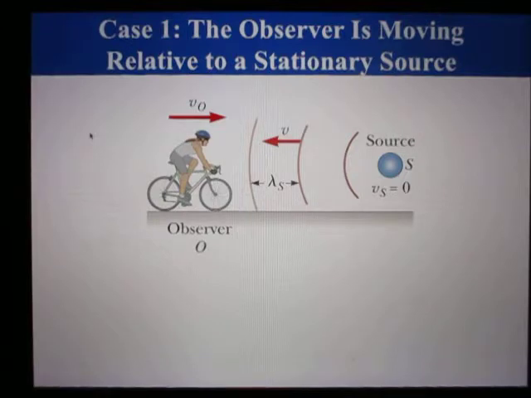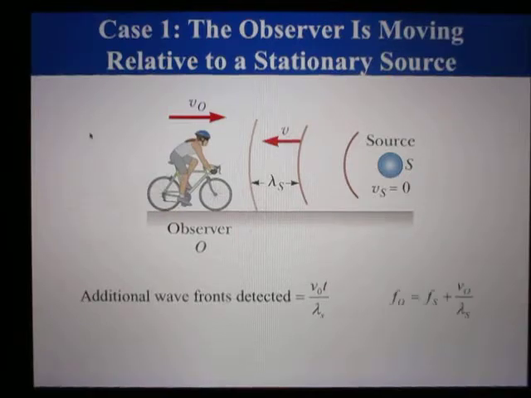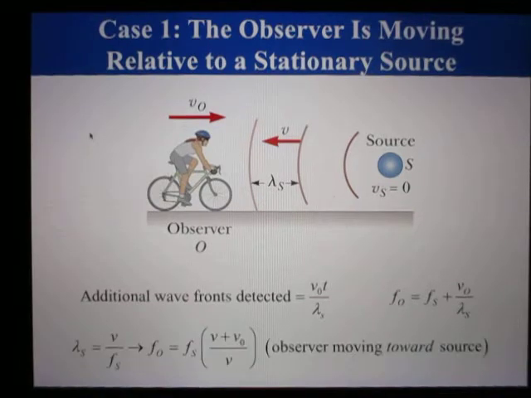When moving toward the source, the observer moves a distance of v sub O t in t seconds. During this interval, the observer detects an additional number of wavefronts. The number of extra wavefronts is equal to the distance v sub O t divided by the wavelength lambda sub s. Divide this equation by the time t to get the number of additional wavefronts detected per second. That means the frequency heard by the observer is increased. Substituting lambda sub s equals v over f sub s, we get our relationship shown here.